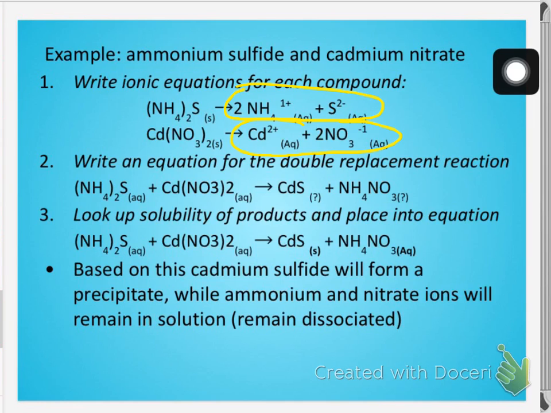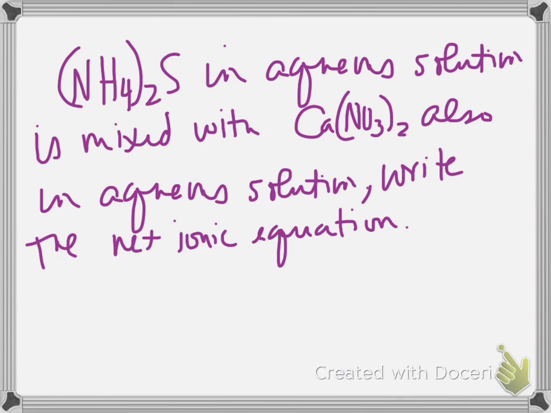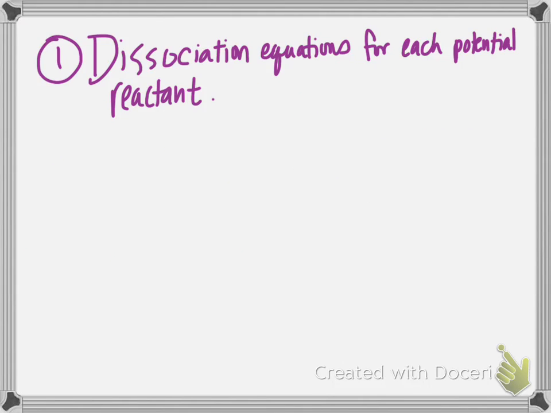Let's do this as an actual problem, step by step. Ammonium sulfide in aqueous solution is mixed with cadmium nitrate, also in aqueous solution. Write the net ionic equation. This is really how we get down to what actually reacts. And it's a multi-step process. The first step is writing a dissociation equation for each potential reactant, because you need to know what's actually in those solutions, how much of everything is in those solutions.